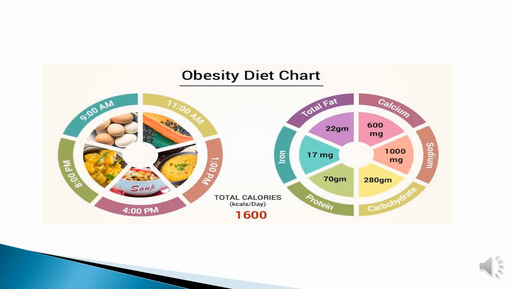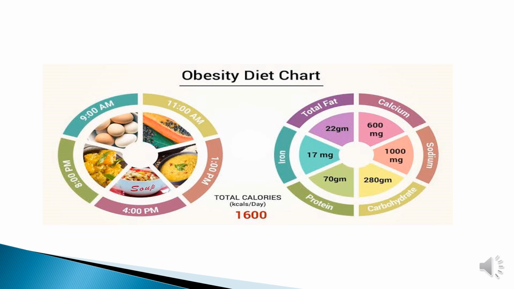So this is an obesity diet chart which shows how much we should consume per day, that is in kilocalories. Total calories are mentioned here. The timing is given in the left chart, and what type of fat, calcium, sodium, minerals, what type of food you should take at that time, is mentioned in the right chart.